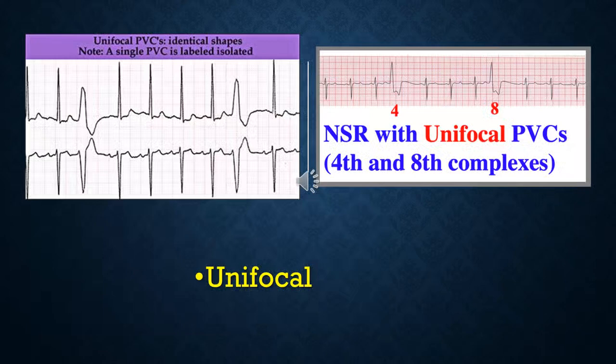This slide shows more types of PVCs. We can see in this slide what's called unifocal PVCs. What does this mean? It means that the PVC has the same shape in one lead. In each lead, the PVC has the same shape, but in other leads, they may have another shape, but fixed in the same lead. That means the PVC shape is constant in this lead.